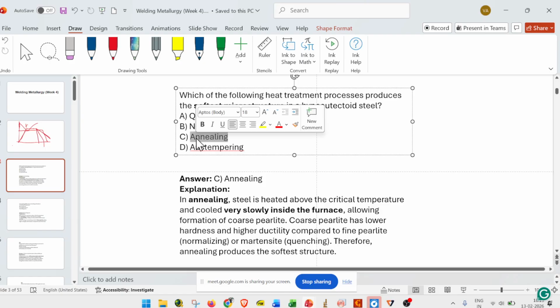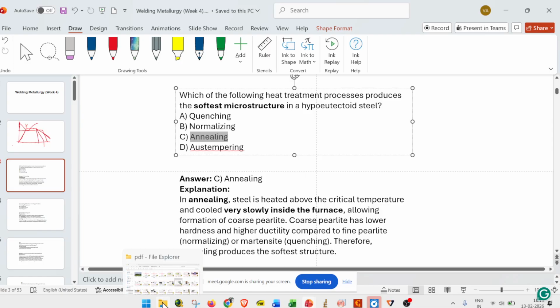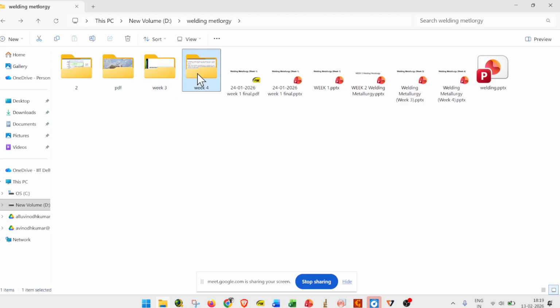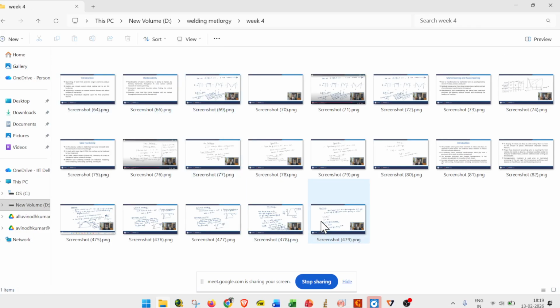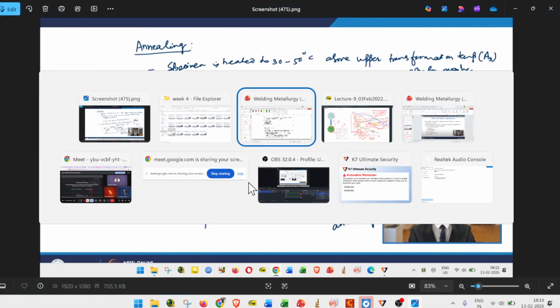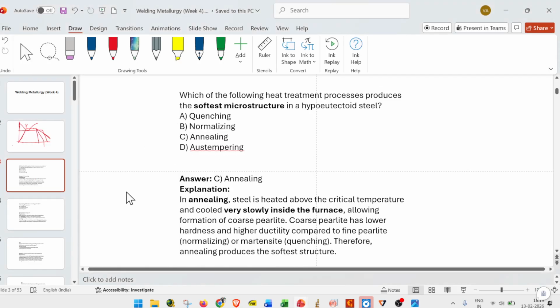So the answer will be annealing only, which produces a much more ductile phase. Okay, so here are the three different processes. So the answer will be annealing.